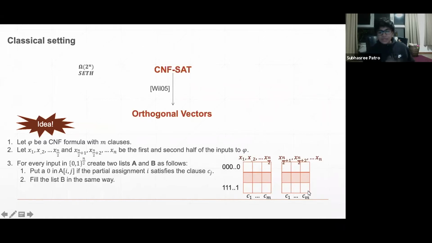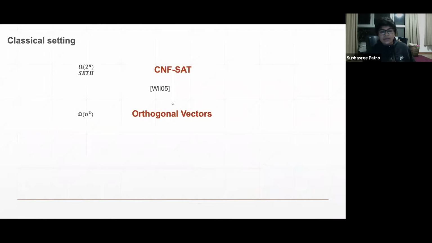Okay, now if I run my orthogonal vectors problem on this set of inputs, what I will find is, if there is an element here that has inner product with an element here as 0, then that assignment in total becomes the satisfying assignment for the CNF formula. Okay, thus proving that if I have a faster than n square algorithm for orthogonal vectors, my CNF SAT would also have a faster than 2 power n algorithm, which would make SETH false. So hence the lower bound of orthogonal vectors problem as n square.